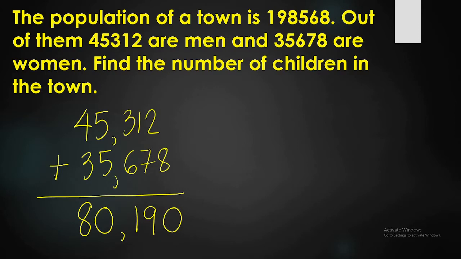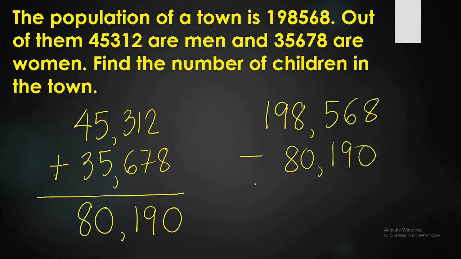Okay, let's continue. Now, what are you going to do with 80,190 and the number 198,568? Why are you going to subtract them? Okay, I'm going to write it down. 198,568. I will subtract 80,190. Here's my question. Why are you going to subtract the two?